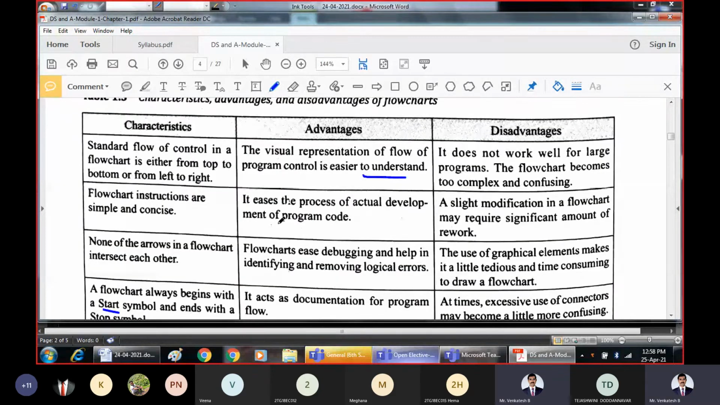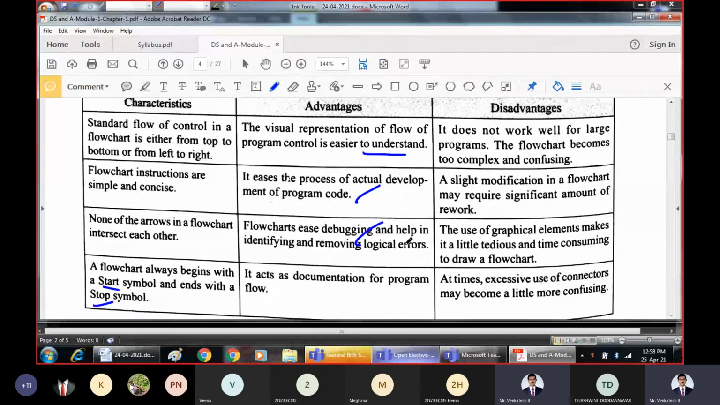It also helps in the process of development of the program, which is an added advantage for developing the program. Debugging is also much easier whenever you develop the flowchart, and we can also perform efficient documentation by using flowcharts.